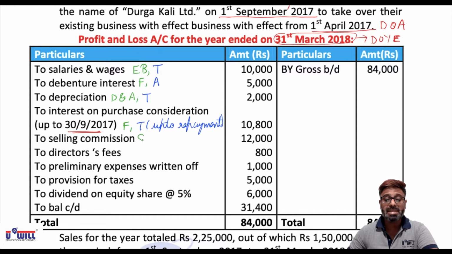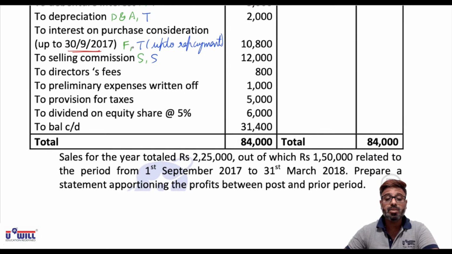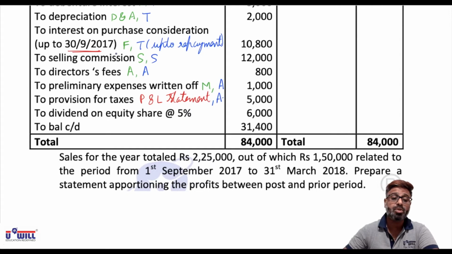Selling commission will come in selling expense and it will be taken on sales basis. Directors fees will come in administrative expense and it will be taken on actual basis only in post-incorporation period. Preliminary expenses written off will come in miscellaneous expenses and it will be taken on actual basis only in post-incorporation period. Provision for tax will directly come in the P&L statement. There is no note for that. And remember, provision for tax will also come in post-incorporation period, actual basis.